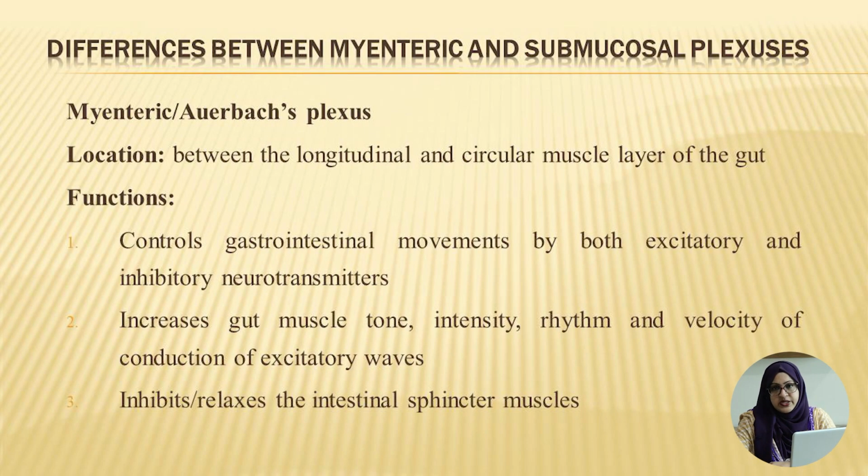Difference between the myenteric and submucosal plexus. The myenteric or Auerbach's plexus is mainly located between the longitudinal and circular smooth muscle layers of the gut, and its function is to control gastrointestinal movements by both excitatory and inhibitory neurotransmitters. It increases the gut muscle tone, intensity, rhythm, and velocity of conduction of excitatory waves, and inhibits or relaxes the intestinal sphincter muscles.